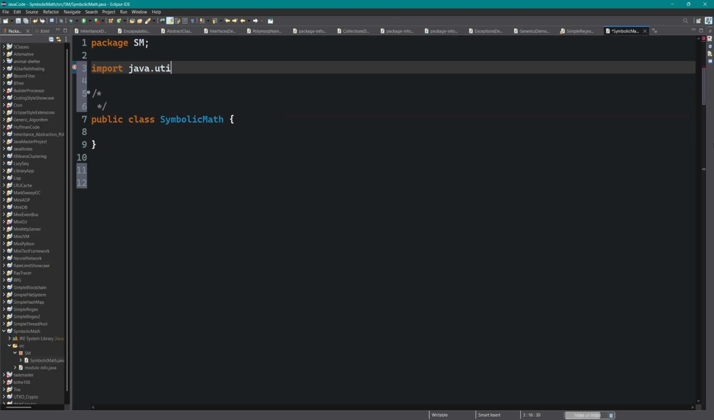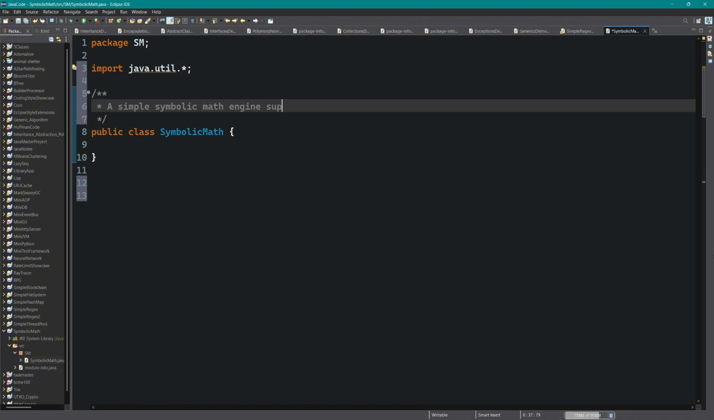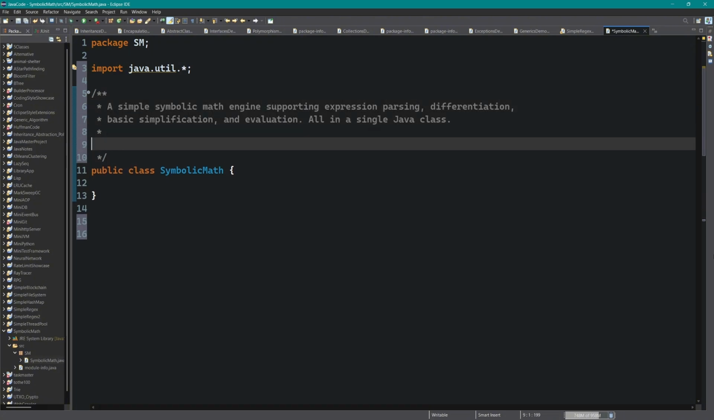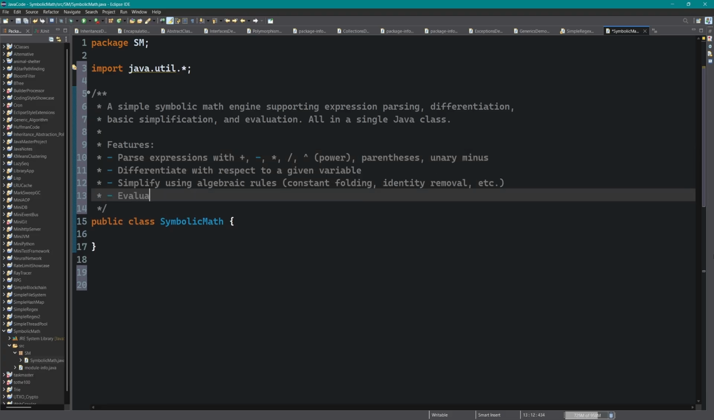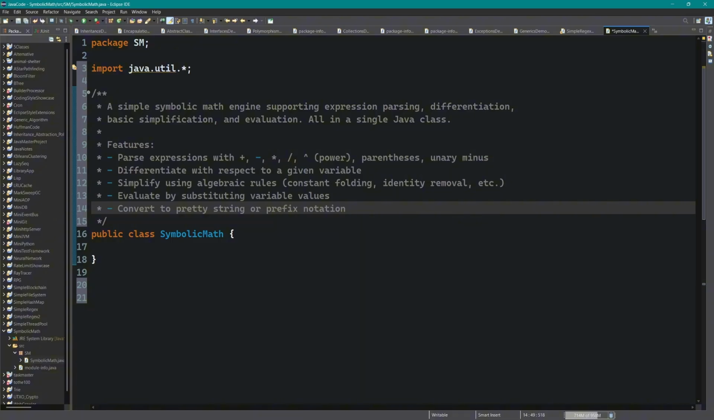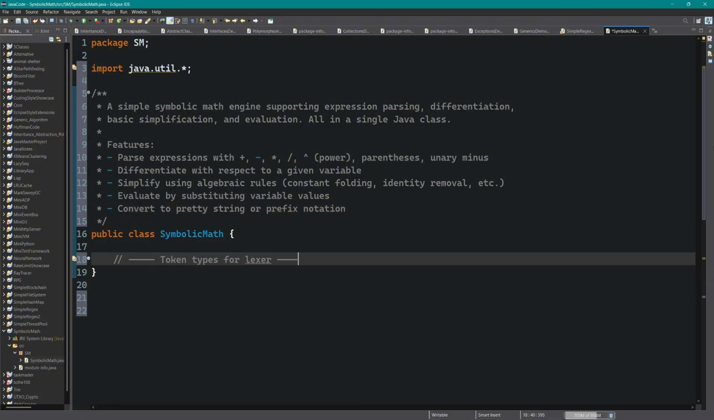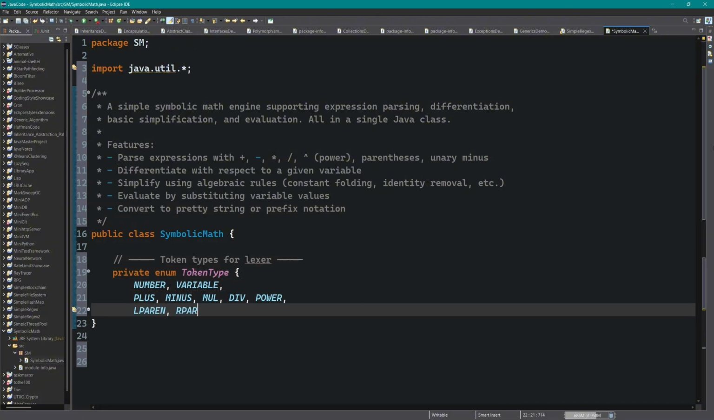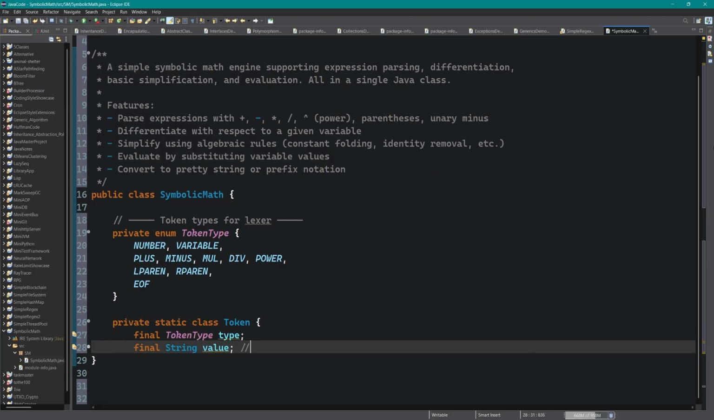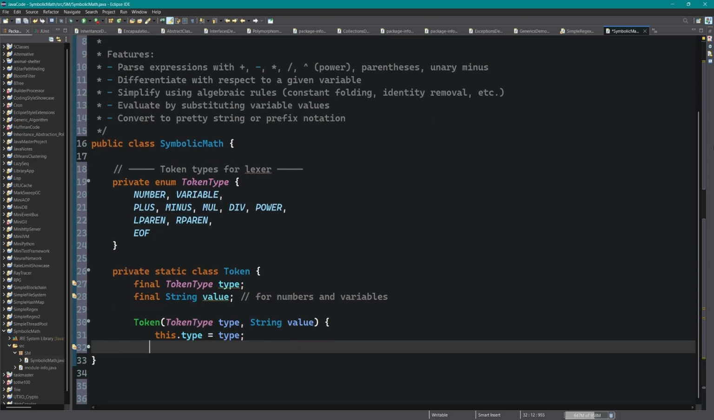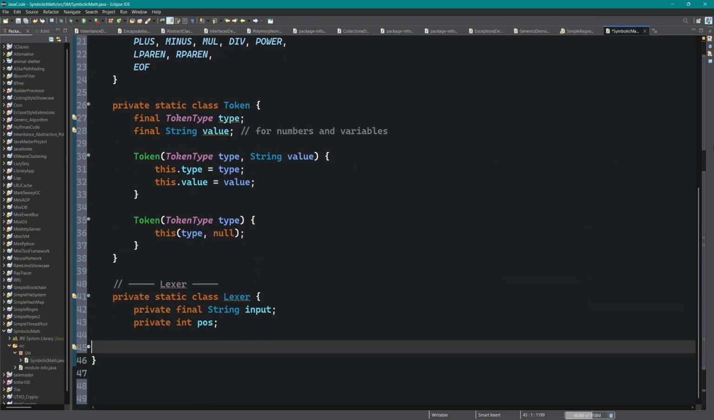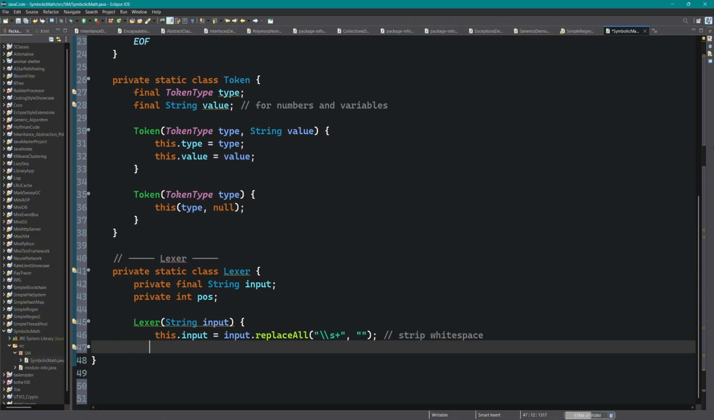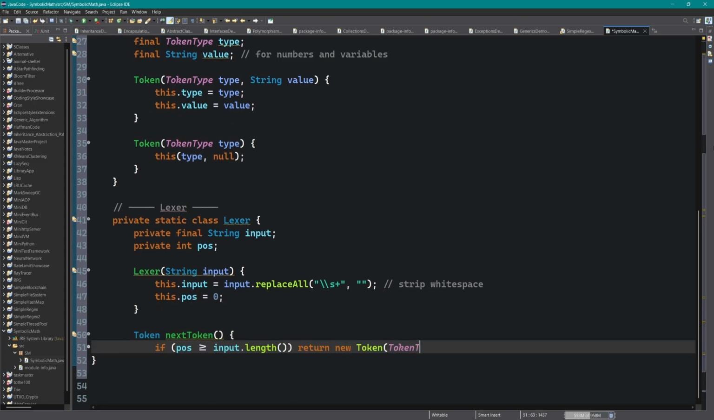Our first task is to define the atomic units of the math language, tokens. We create an enumeration with types for numbers, variables, the arithmetic operators plus, minus, multiply, divide, and power, and parentheses. There's also an end-of-file token to mark the end of the input. A simple token class pairs a type with an optional string value. For numbers we store the numeric text, for variables we store the name. This is the input vocabulary our parser will consume.